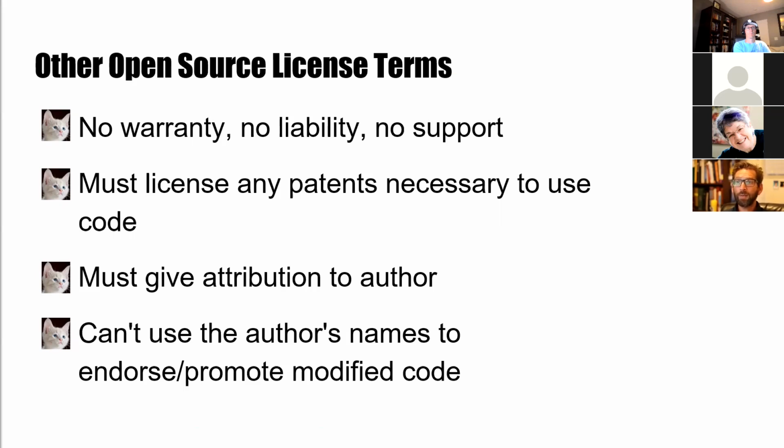And open source licenses may include a patent retaliation clause. That clause is triggered when you institute a patent litigation against someone using the software, which causes the open source license to be revoked for you. Some licenses require modified software to credit the original author. Other licenses prohibit using the original author's name to endorse or promote modified code.